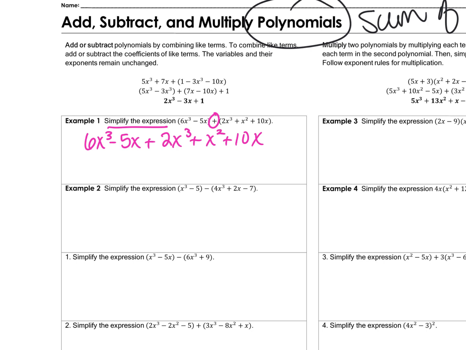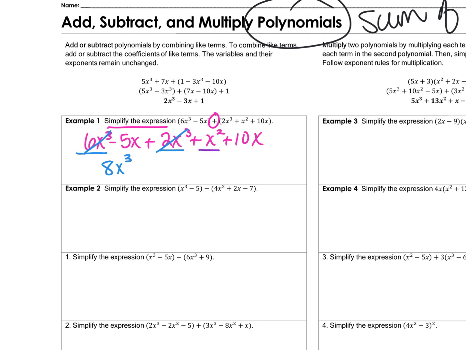So I'm going to start out with my 6x cubed. So I would be looking for something else that has an x cubed, and I do have something. So I add them, and that gives me 8x cubed. And by the way, remember when you add and subtract, you do not change the exponent. So I'm going to go ahead and mark those out. I combined them. And then I'm going to go to my next degree, which is the exponent.